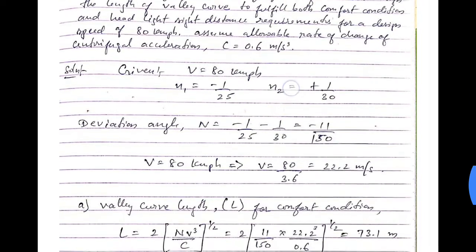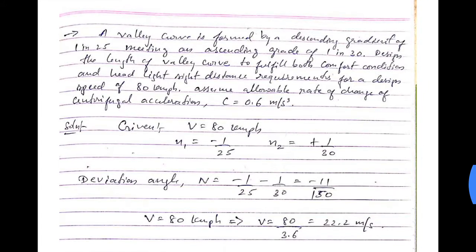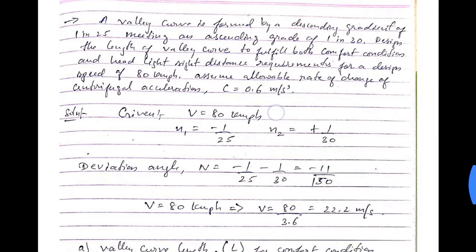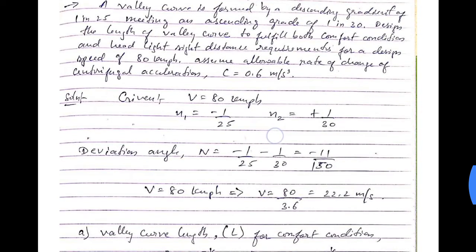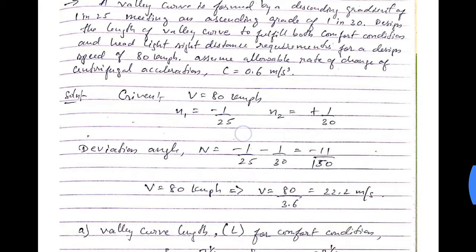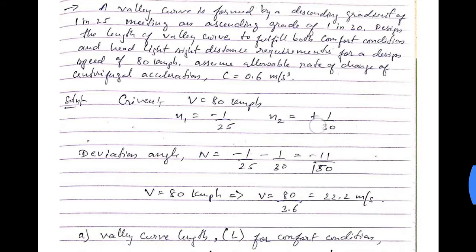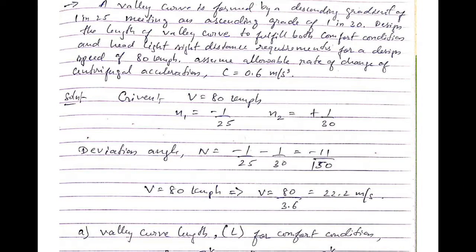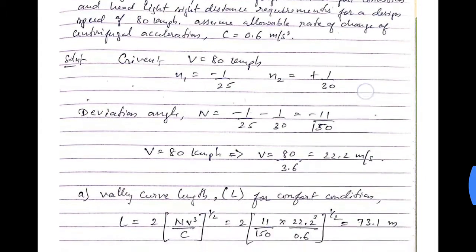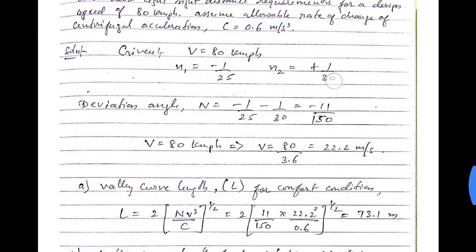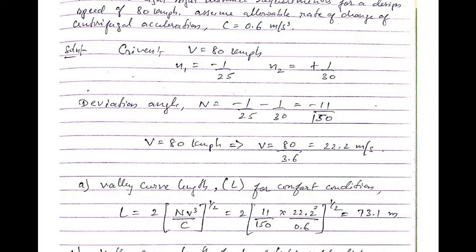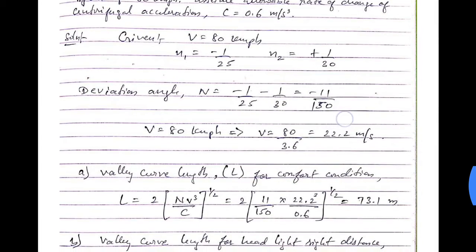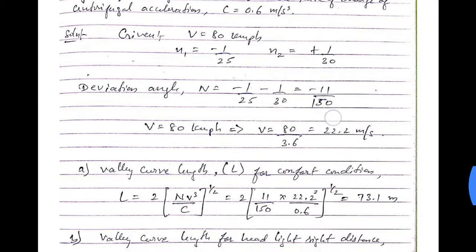So what is the given entity over here? Velocity, design speed is 80 kmph. Downward gradient n1 is minus 1 by 25, followed by a positive gradient plus 1 by 30. So deviation angle would be the difference between these: minus 1 by 25 minus of 1 by 30. So we get minus 11 by 150.